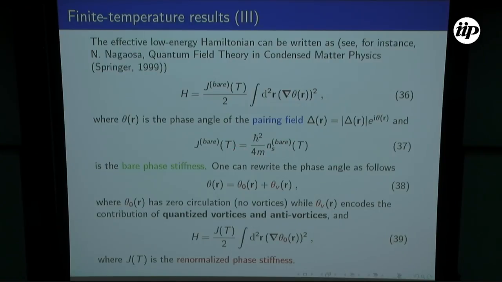But as shown previously, you can also consider that there could be quantized vortices. There are several ways to do it, but one way is to decompose the angle into the sum of two contributions: a contribution that does not contain quantized vortices, and another that contains all the vortices. And after a procedure that I will show a bit, you will get that your Hamiltonian can be rewritten in this way, where now you have a different J, the renormalized one, not bare, but obviously here you have theta 0, not theta. Okay? How to do this?